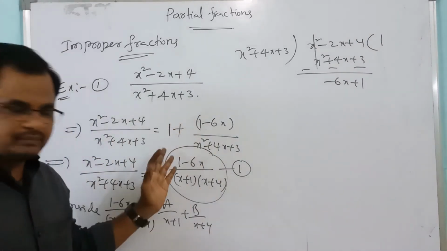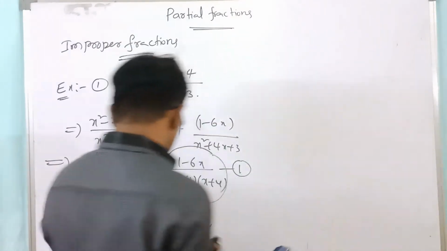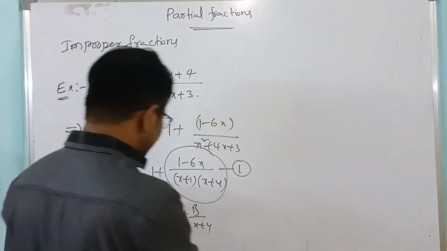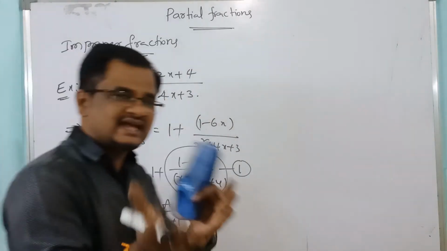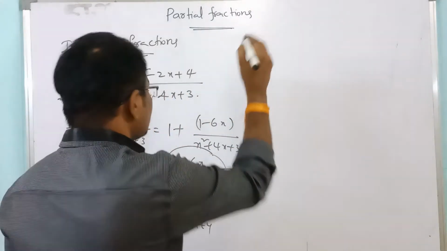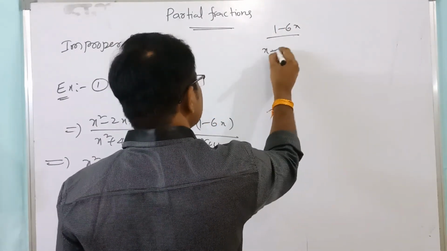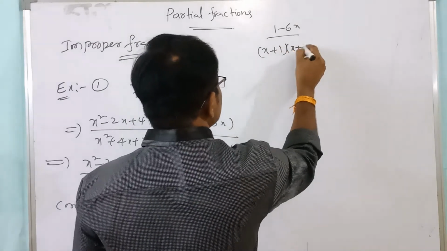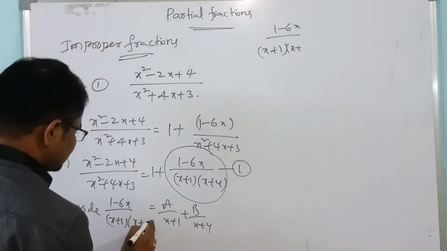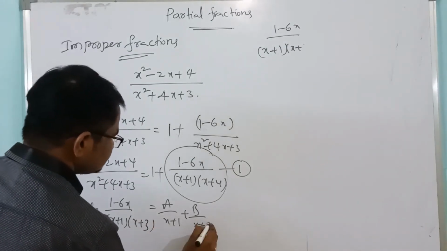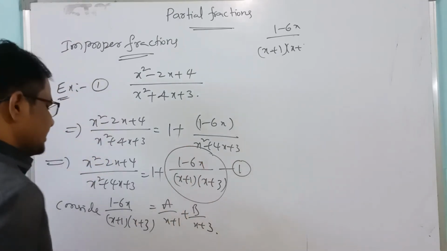By the first type, again we have to simplify this one. Means we have to write it as sum of the two terms. How to write? For getting the a and b values we have to find them by the same method as type 1. Now that is 1 minus 6x by x square plus 4x plus 3, factors x plus 1 and x plus 3.